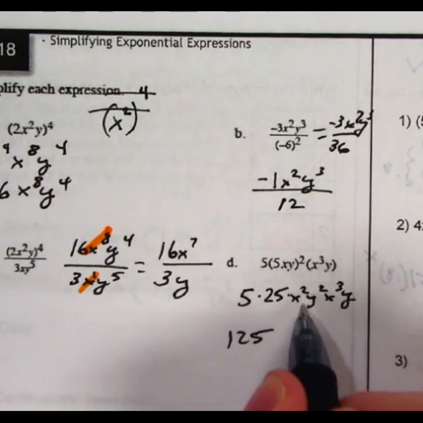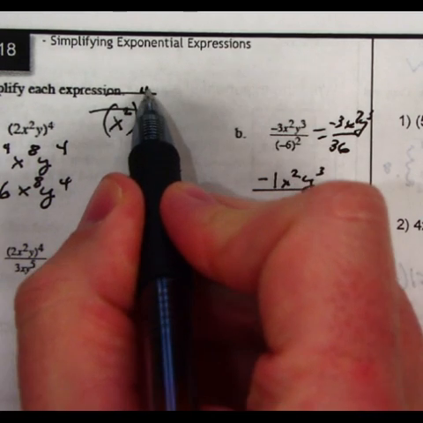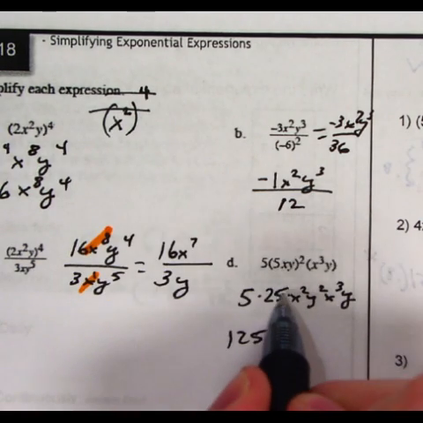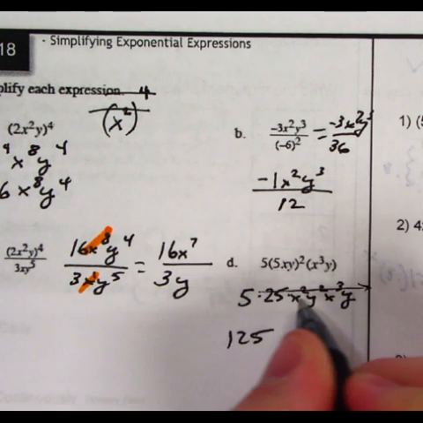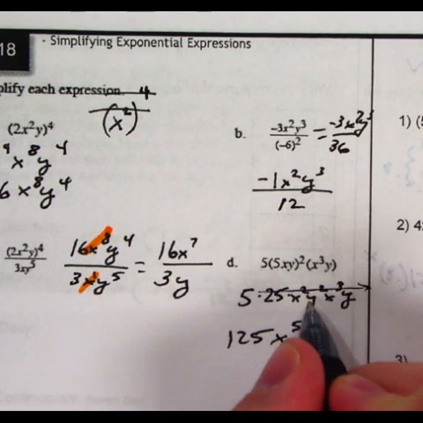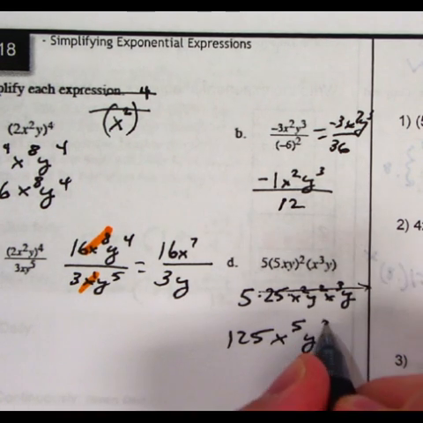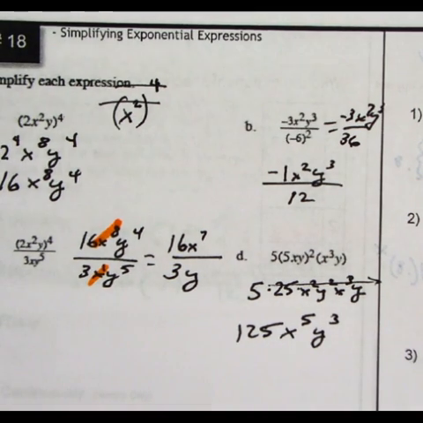Now, the difference between this question and this question is that this power had an exponent and then it was to another level. Here, these are all on the same level, so I can add exponents for the common variables. So x to the second and x to the third makes x to the fifth, and y to the second and y makes y to the third. The correct answer being 125 x to the fifth, y to the third.